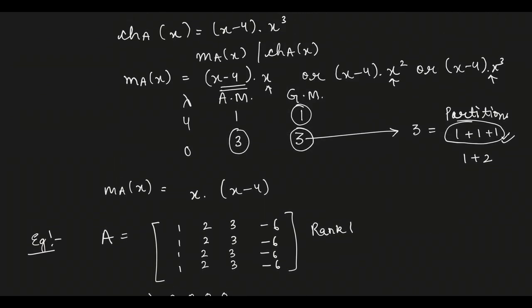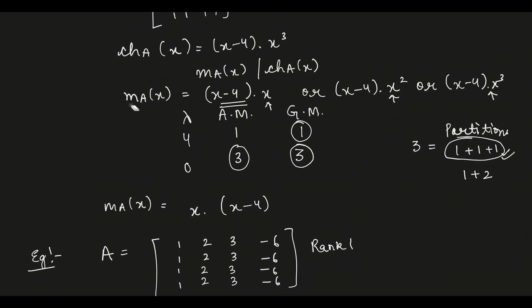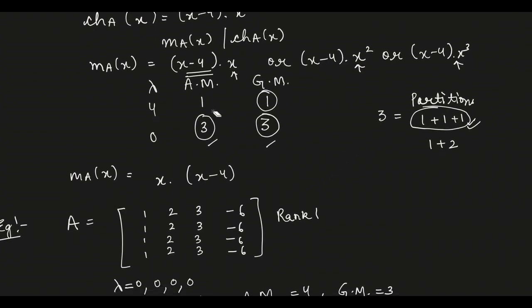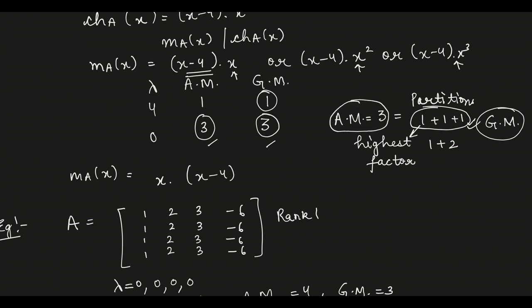Got the mistake. Actually here it was 3 and here also it was 3, so I mistakenly said that we have to partition the GM. No, we will partition the AM, and we take the partition with as many parts as the given GM. Here GM was 3 and highest factor was 1. We will do the partition of AM and the number of partitions is equal to GM.